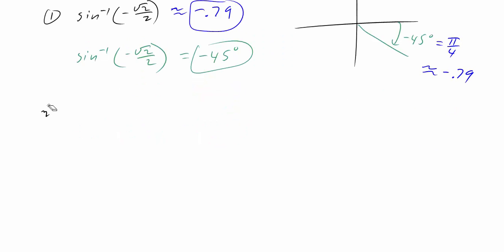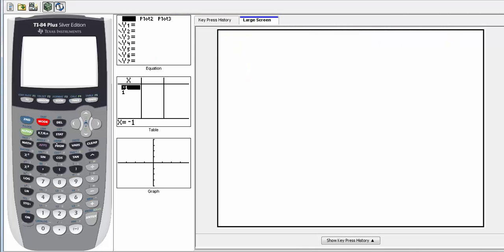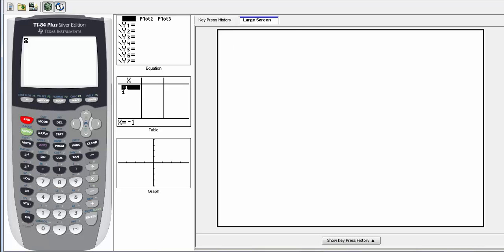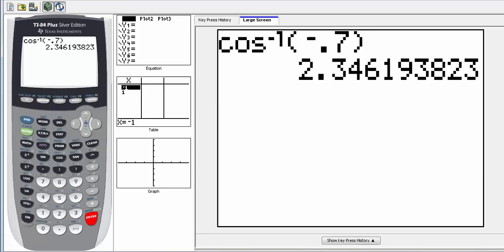So let's look at another example here. Let's say that we have the arc cosine of negative 0.7. Of course, this is one where we could not use the unit circle because we just have a decimal here. We can't find this, so we would certainly have to use our calculator. Again, this is arc cosine, the same thing as inverse cosine. So on the calculator, we're going to go second cosine of negative 0.7, close the parentheses, hit enter, and we get 2.35.